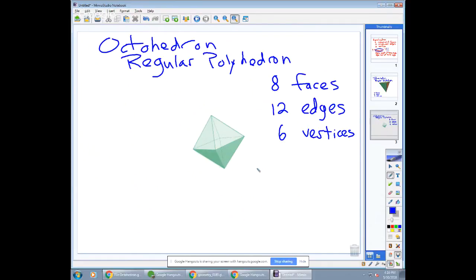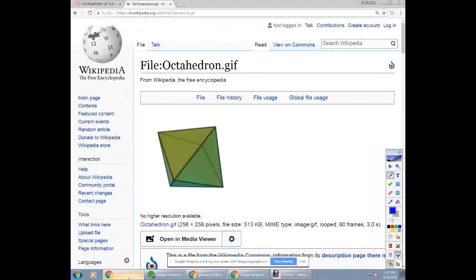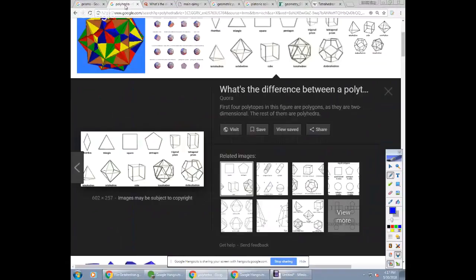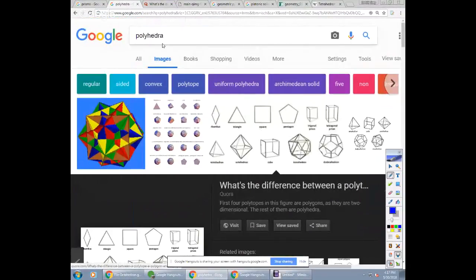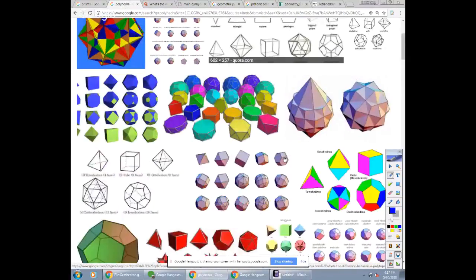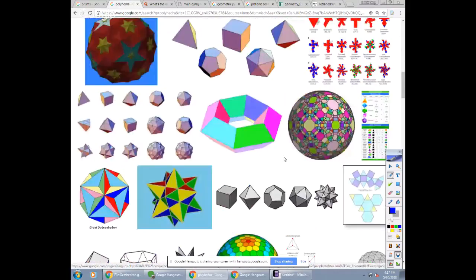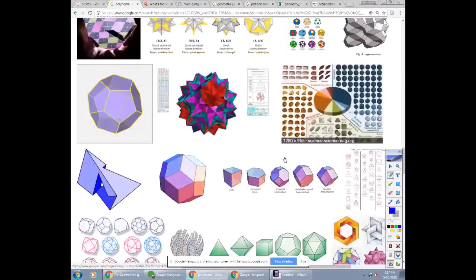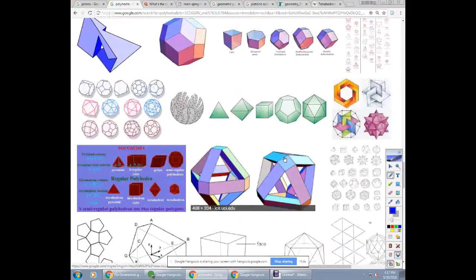Let's see. I think I'm about done classifying these things. And I'm going to give you a homework assignment. Your homework assignment is to do a little bit of research on polyhedron. For example, I just went to Google and searched for polyhedron. I hit the image search and all kinds of stuff pops up. So what I'd like you to do is find an interesting polyhedron and report back on it on Monday.